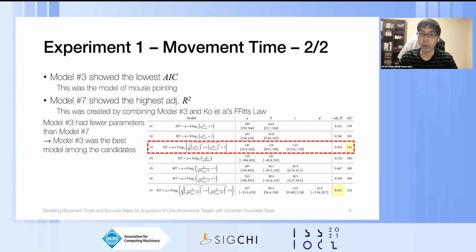The beta model shows lower AIC and higher adjusted R-squared. Model 3, which is the model of mass pointing, shows the lowest AIC. Model 7, which is created by combining Model 3 and Welford's Fitts' law, showed the highest adjusted R-squared. The difference of the AIC and R-squared between models 3 and 7 was small, and model 3 had fewer parameters than model 7. So model 3 was the best model among the candidates.